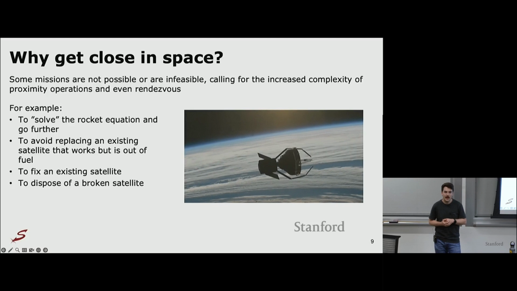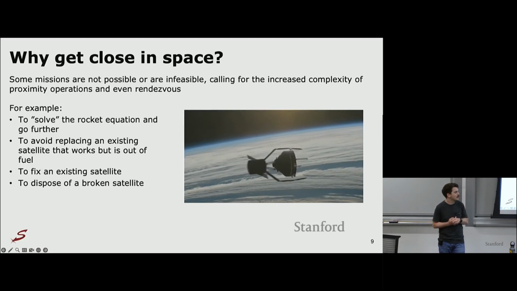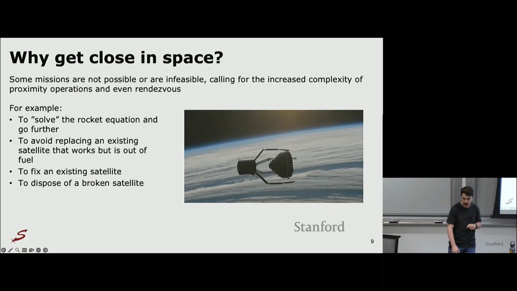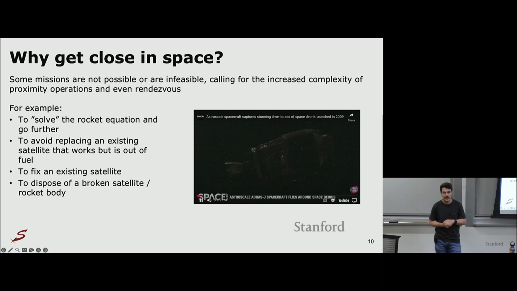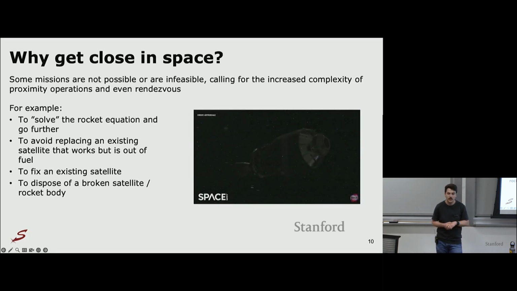Additionally, we can think of getting close to dispose of a broken satellite. So this is an example of the ClearSpace mission. But satellite is a bit of a specific term, so we can also think of anything else that's out there in space, such as rocket bodies. So this is an example from the ATOS-J mission from Astroscale. And so you're seeing some of the images that were taken during that mission of that upper stage of the rocket body.